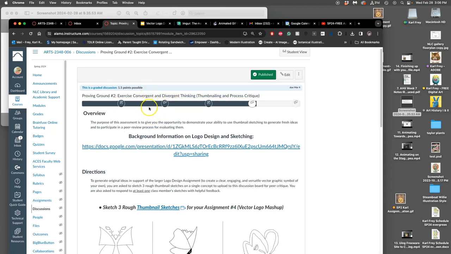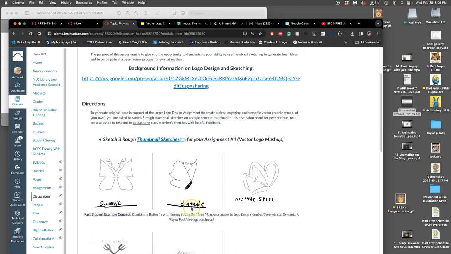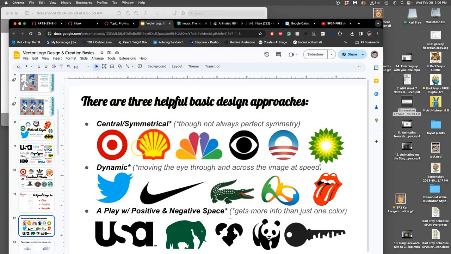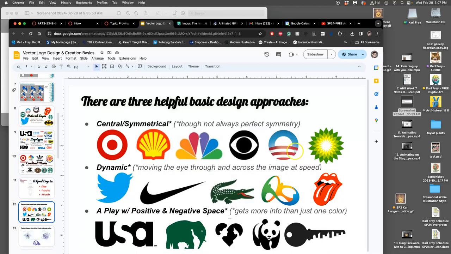which means you're going to take the idea, like I want to do a logo of a butterfly, and you're going to force yourself to do it in three different approaches. Those three different approaches are in this same slide presentation. They are central symmetrical, which these logos all use.